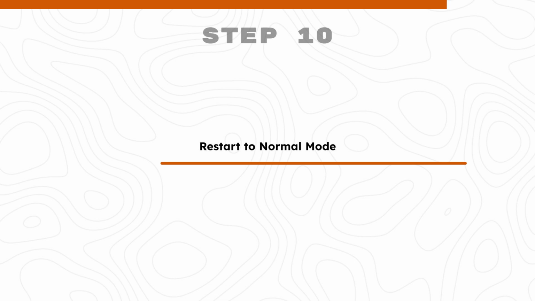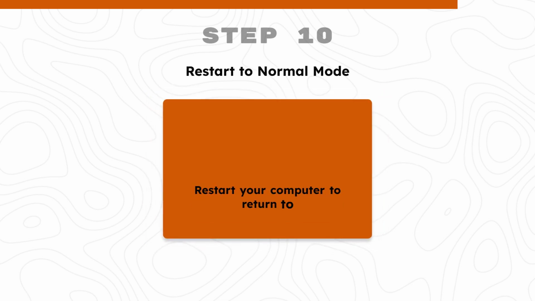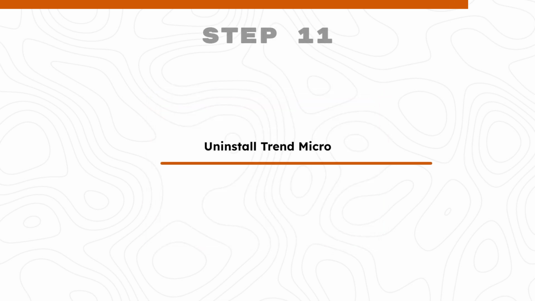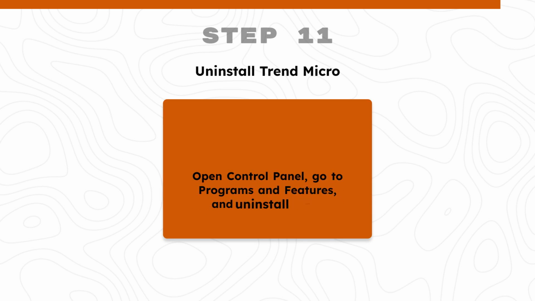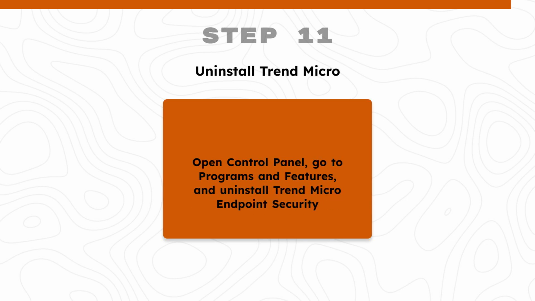Restart to normal mode. Restart your computer to return to normal mode. Uninstall Trend Micro. Open Control Panel, go to Programs and Features, and uninstall Trend Micro Endpoint Security.